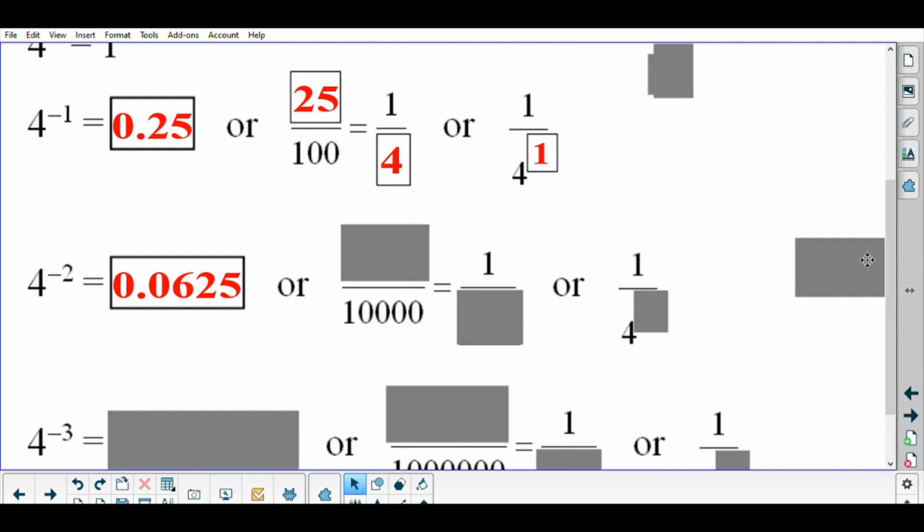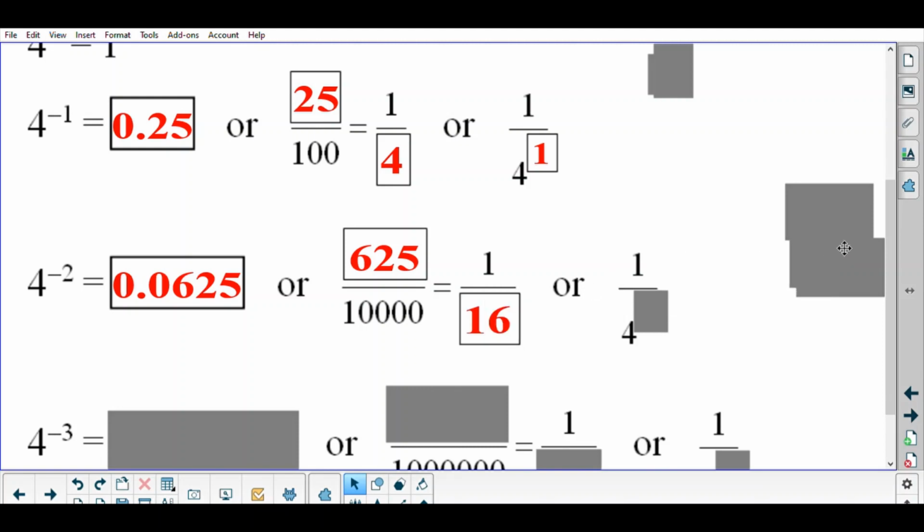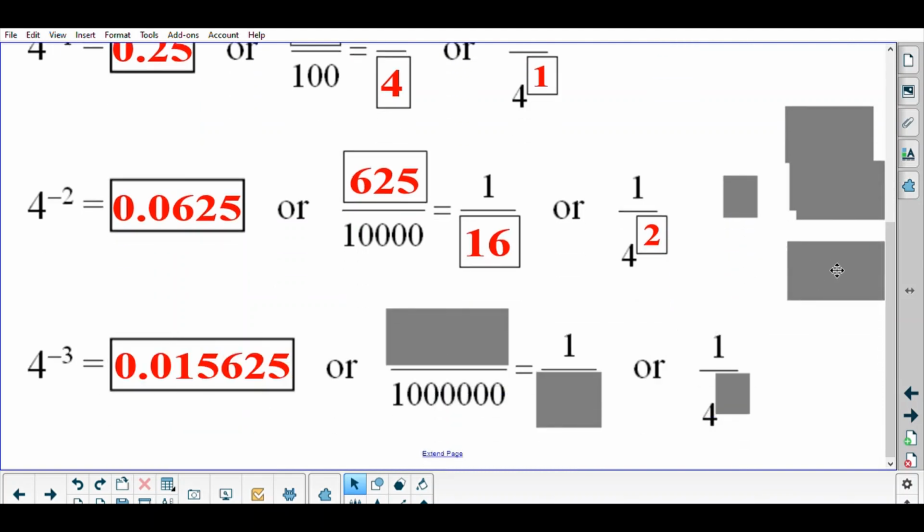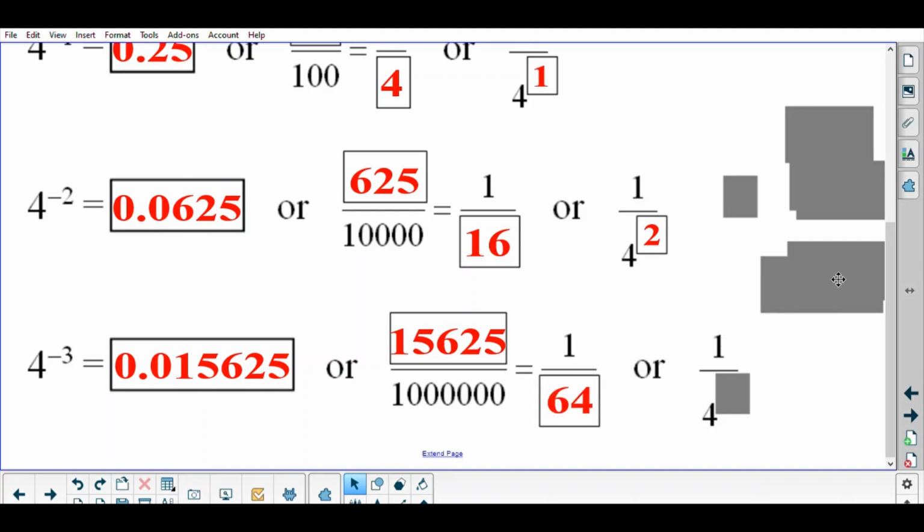4 to the negative 2nd is 0.0625, which is 625 10,000ths. That reduces to 1/16, which is the same as 1 over 4 to the 2nd. 4 to the negative 3rd is 0.015625, which is the same as 15,625 over 1 million, which reduces to 1 over 64. That is the same as the fraction of 1 in the numerator over 4 to the third power.